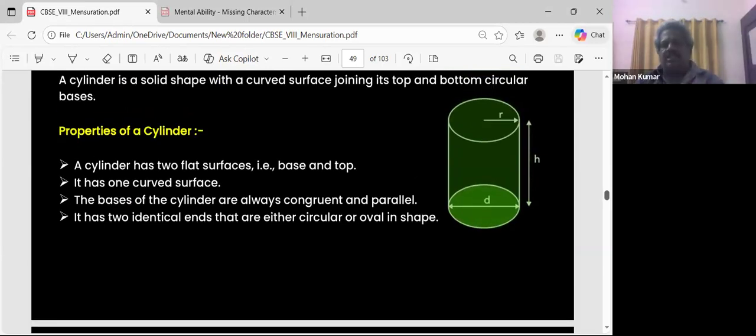A cylinder has two flat surfaces, the base and the top. It has one curved surface, because if you take a bangle, that is its shape. When bangles are kept together, it becomes a cylinder. It has one curved surface. The bases of the cylinder are always congruent and parallel. It has two identical edges that are either circular or oval in shape.